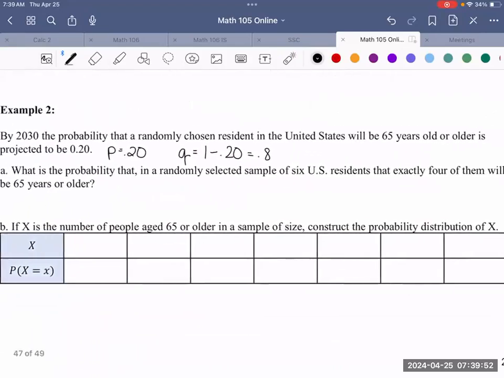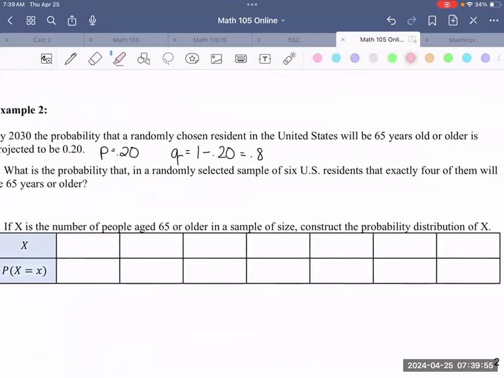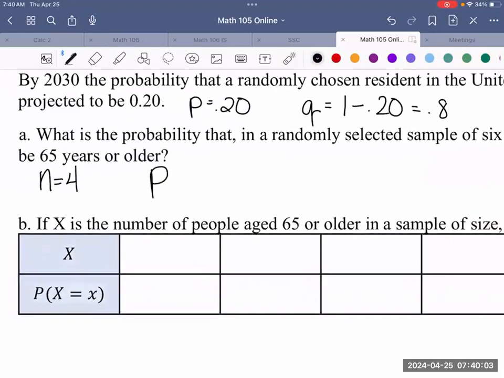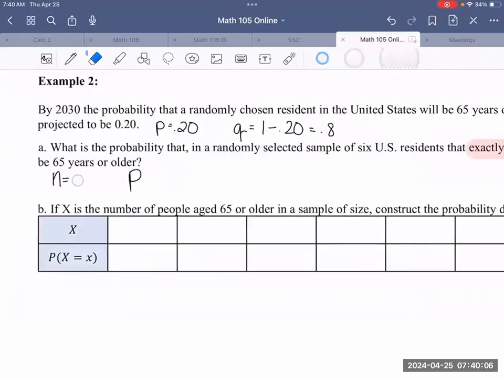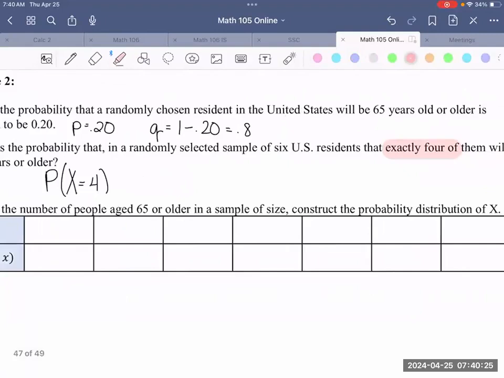Okay. So we are looking now for exactly 4 residents to be 65 or older. Oh, so sorry, that's not your n. That is your success. The probability that x is equal to 4 here is your probability of success. In our case, we're talking about a sample of 6 US residents. I got that backwards, 6 here. 4 of them are our success.